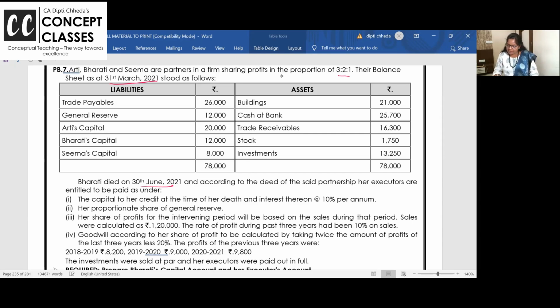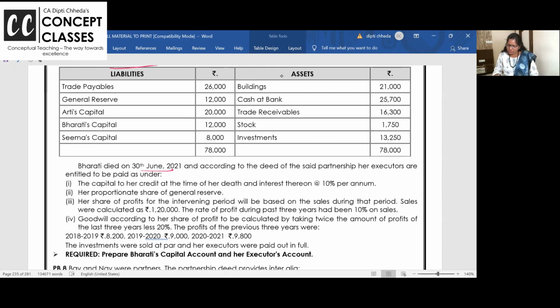Capital to her credit and interest thereon at 10%. Her proportionate share of reserves, her share of profit for intervening period will be based on the sales during that period. Sales was calculated 120 and the rate of profit during the past 3 years is 10%. Goodwill according to her share is taken twice the amount of the profit of the last 3 years less 20%.